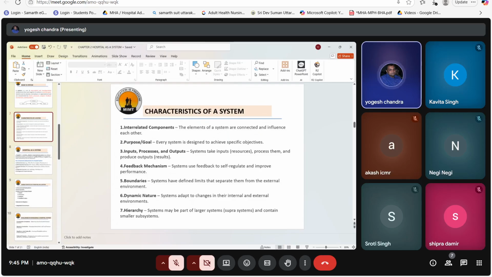You cannot deny that we are not going to help it out. At least you have to plan for that, and that's why all the hospitals are supposed to have some kind of disaster management plan.